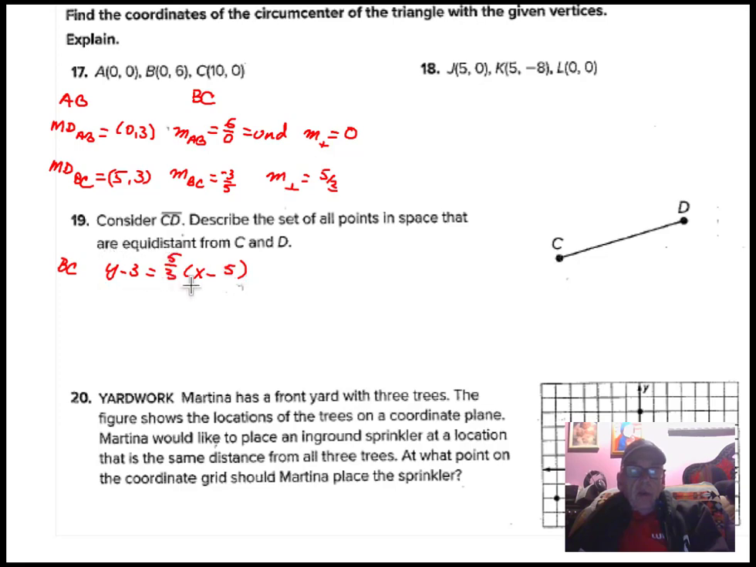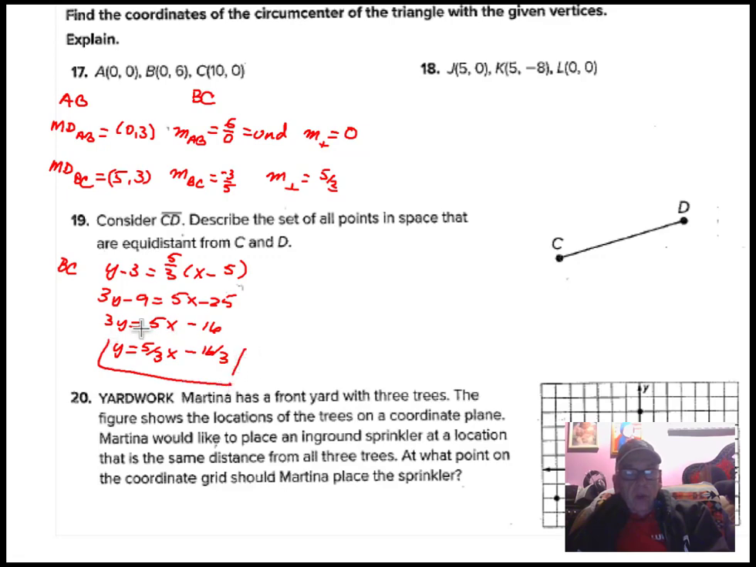I'm going to multiply everything by 3 to get rid of this fraction. 3y minus 9, and then multiply 5 through on everything on the other side because the 3's been canceled out. 5x minus 25. Add 9 to both sides. 3y is equal to 5x minus 16. And then divide everything by 3. Y equals 5/3 x minus 16/3. So here's the equation of the perpendicular bisector of BC.